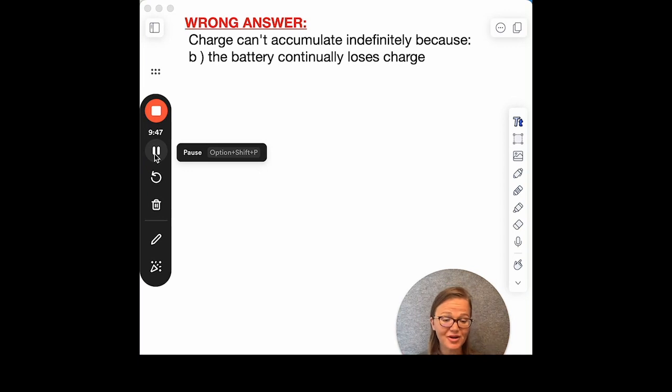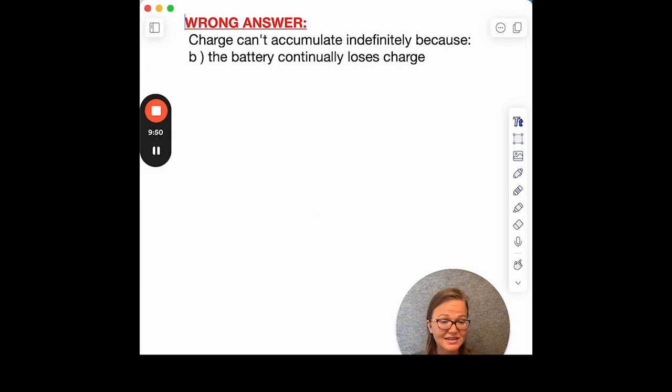Another incorrect answer choice here was that the battery continually loses charge, and that's why charge can't accumulate indefinitely on our capacitor. Batteries are meant to provide a stable, constant amount of voltage until all of their chemical reactions are depleted. And that process takes a very long time, right? Usually hundreds or even thousands of hours, depending on the type of battery. So yes, batteries can lose charge, but that is a process completely separate from how much charge you can put onto a capacitor plate.